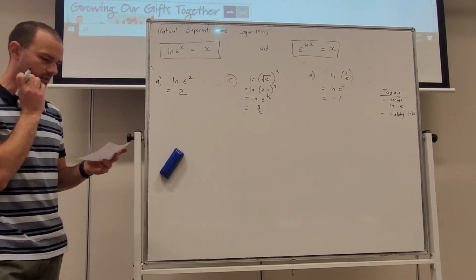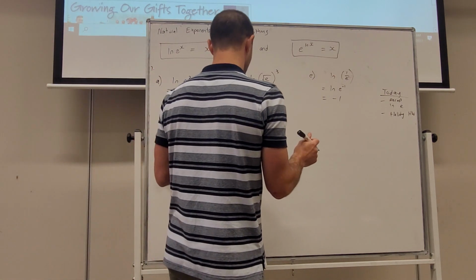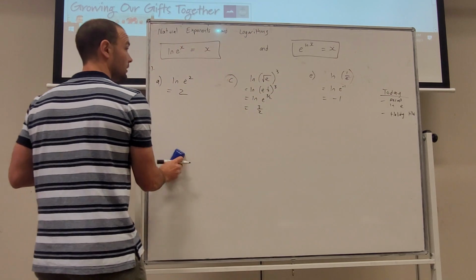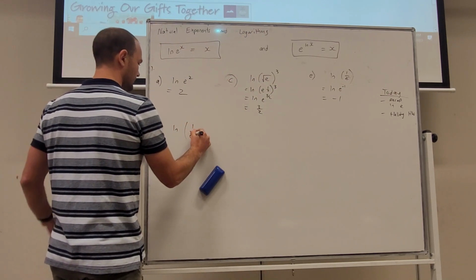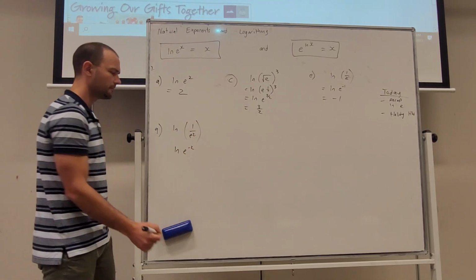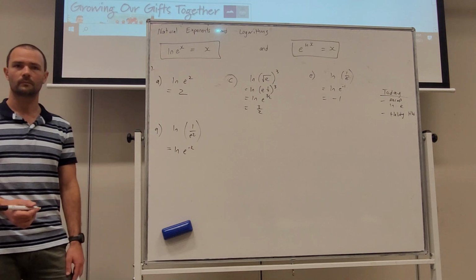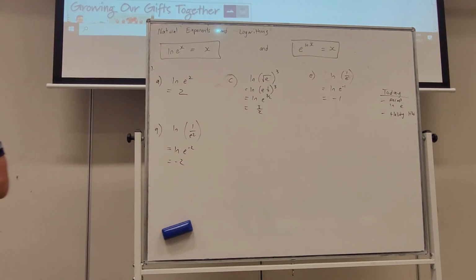So what are we up to? We did a, c, e, so let's do g. G is pretty similar. We've got ln of 1 on e squared. So we're going to take the power to the top, make it negative, simplifies to minus 2. Very good.